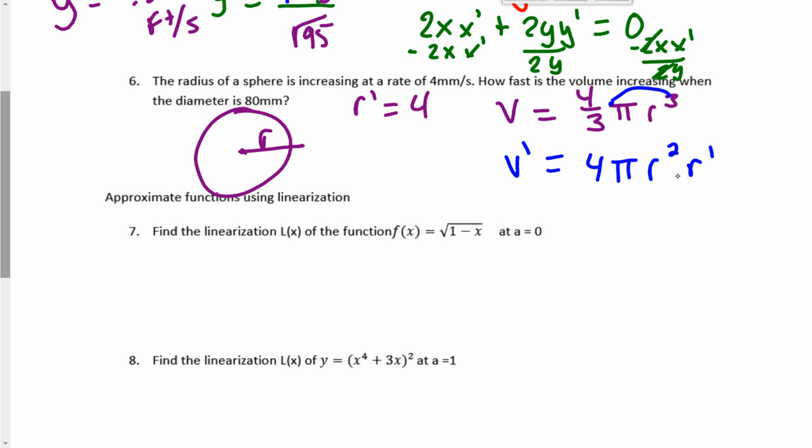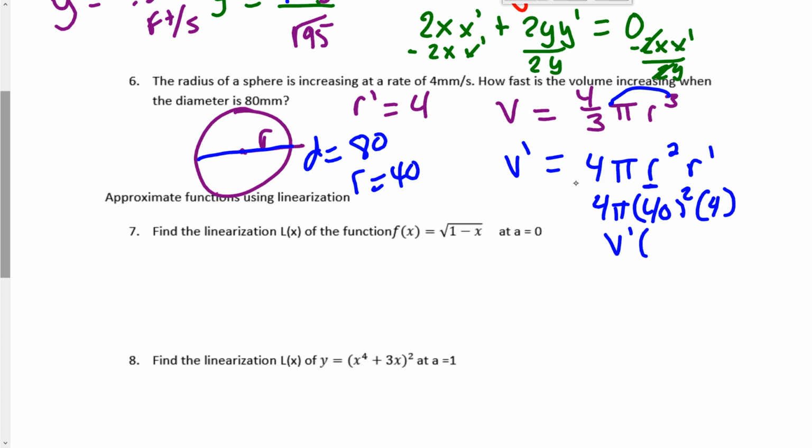And now I can go ahead and plug in. The diameter is 80, because I need my r here. If diameter is 80 millimeters, I divide that by 2, and so my r is 40 millimeters. So I'm going to plug in 40, square it, times it by 4 pi, and times it by the rate of my radius, which is 4. So I plug that in, and I get the rate of my volume, which equals, this might be 25,600 cubic millimeters per second, whatever the units are for that. I'm just going off my paper. I'm not plugging it into the calculator, but you can.